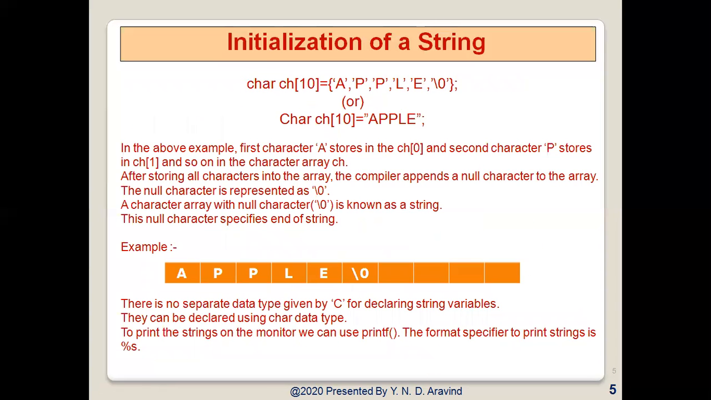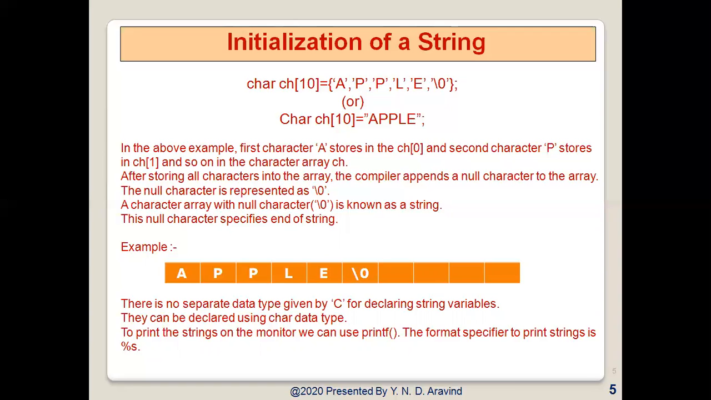Initialization of a string: char ch[10] = {'a', 'p', 'p', 'l', 'e', '\0'}. The same thing can be represented as char ch[10] = "apple", within double quotations. In the above example, the first character 'a' is stored in ch[0], the second character 'p' is stored in ch[1], and so on in the character array ch.